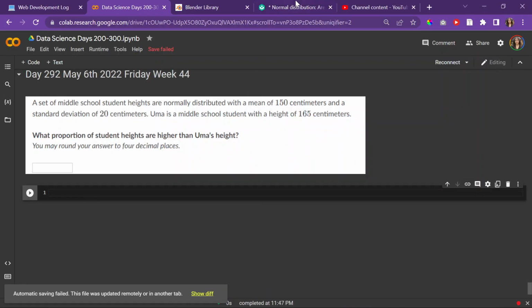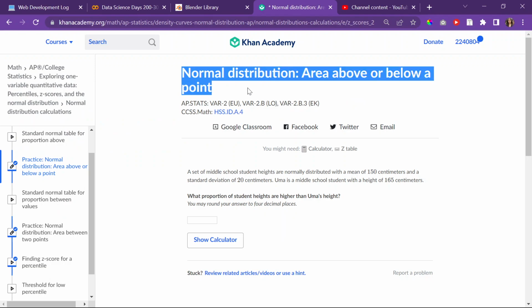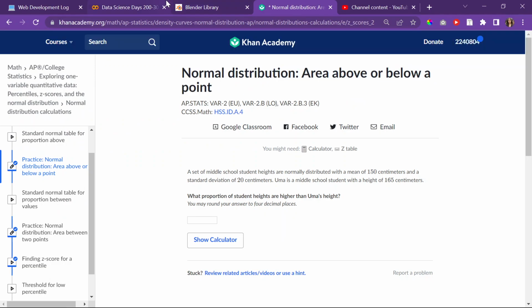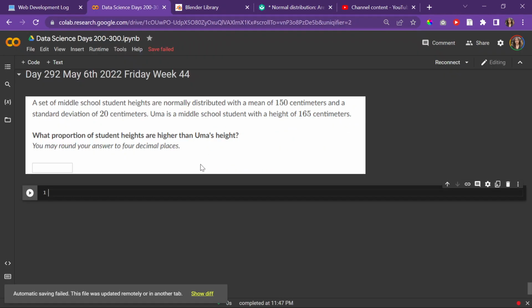I'm going to be doing a problem from Khan Academy under the section normal distribution area above or below a point. If you pause the problem and read it, you'll see that we're trying to find the area above a point, and I'll explain basically what that means in a second.